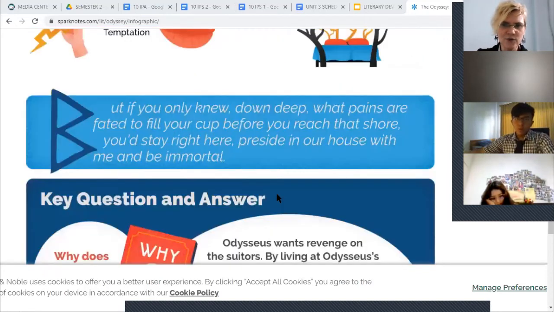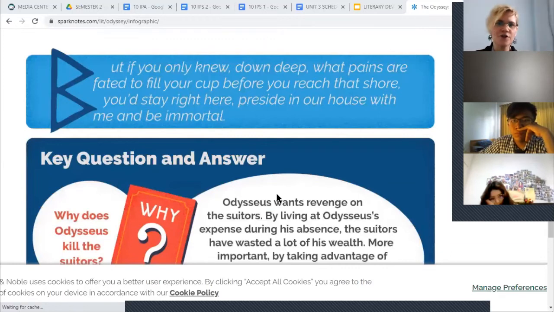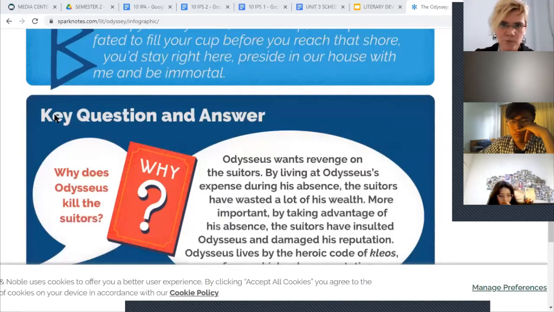This is a quote from the story: "If you only knew down deep what pains are fated to fill your cup before you reach that shore, you'd stay right here beside me in our house and be immortal." So definitely the goddess didn't want Odysseus to go back home.